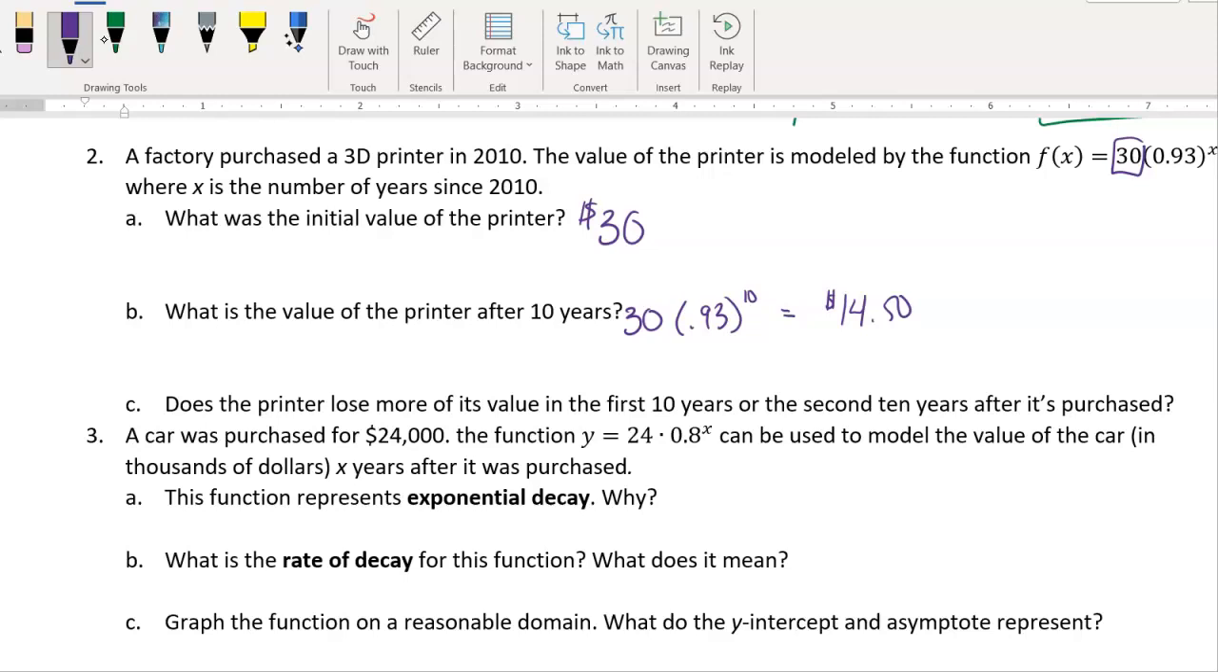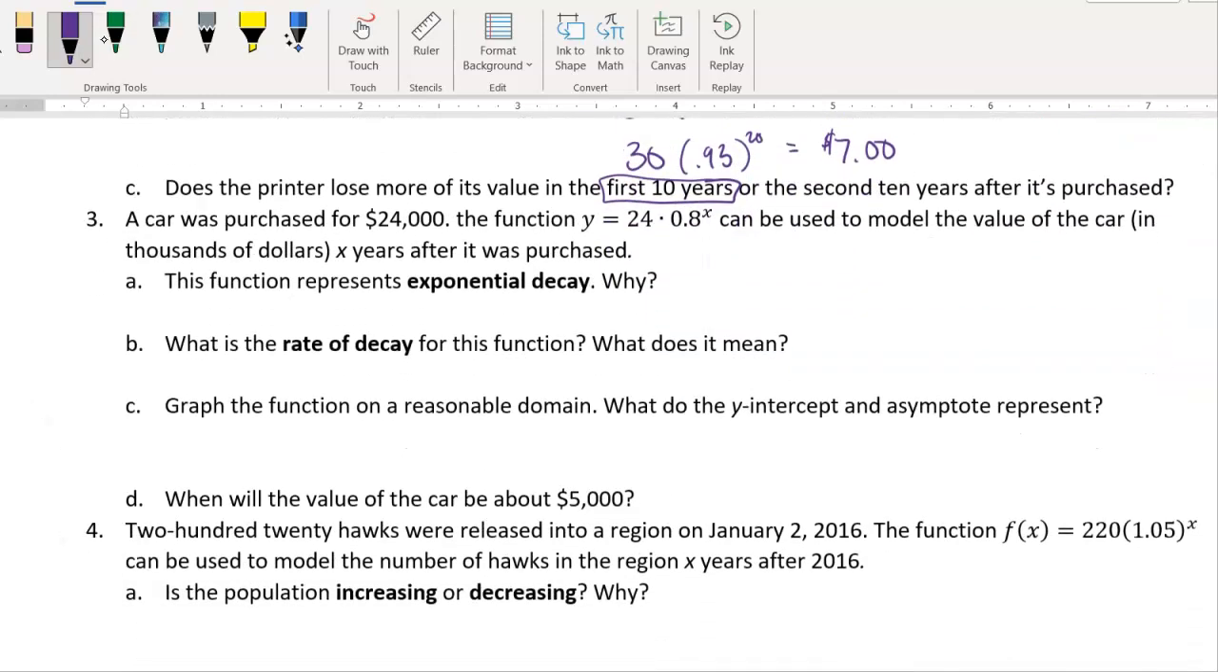Well, I wonder what that would mean in the next 10 years. So let's figure out what the value of the printer would be 10 years later. It'd be 20 years from 2010. Well, when you do that, you get approximately $7. So it only loses $7.50 in the second 10 years. In the first 10 years, it loses $15.50. In the second 10 years, it loses only $7.50. So it loses more in the first 10 years than it does in the second 10 years.